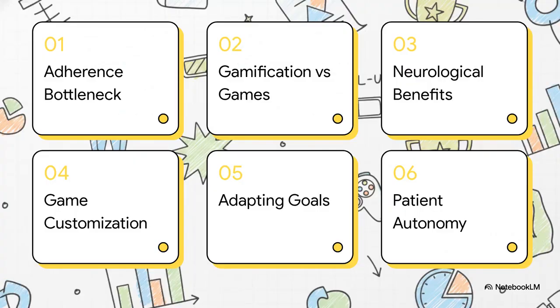To give you a clear roadmap for this practical guide today, here are the sections we'll be covering. First, the adherence bottleneck. Second, gamification versus serious games. Third, neurological and motor benefits. Fourth, customizing the game environment. Fifth, adapting goals and tracking. And finally, fostering patient autonomy.